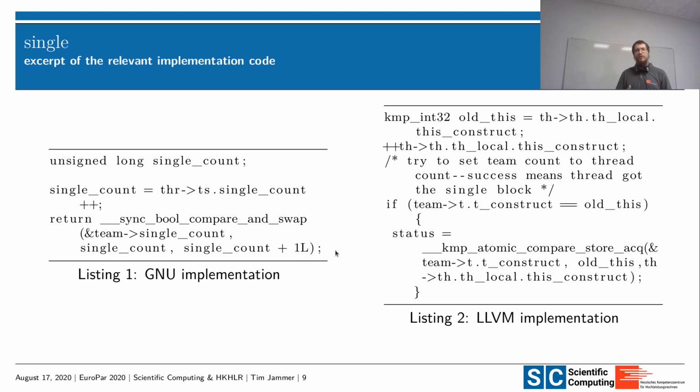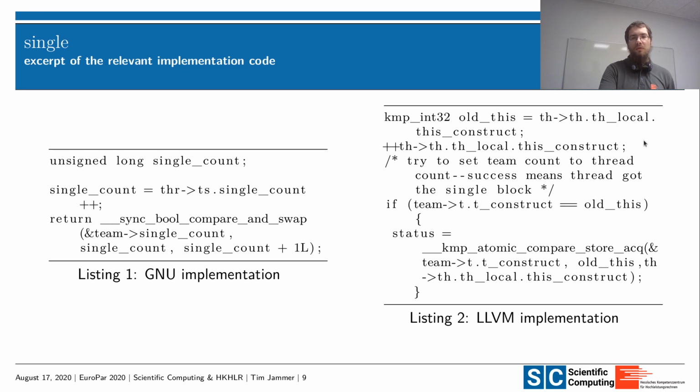The first thread that arrives at this code block will increment its local counter, and then increment the shared team counter. The second thread that arrives will increment its local counter and then cannot increment the shared team counter, as it has been incremented by another thread already. So the first thread that arrives will increment the counter and then process the single region, and the other will fail to increment that counter and will then skip the single region. And this is also the idea behind the LLVM implementation.